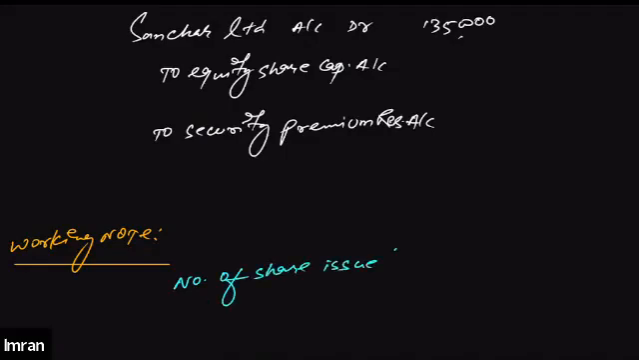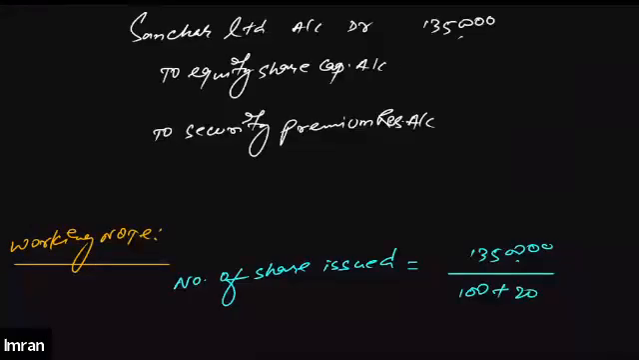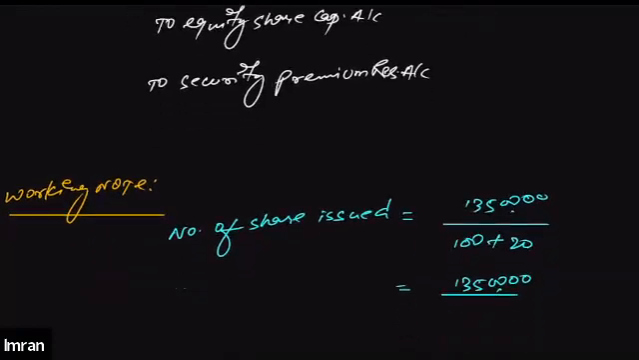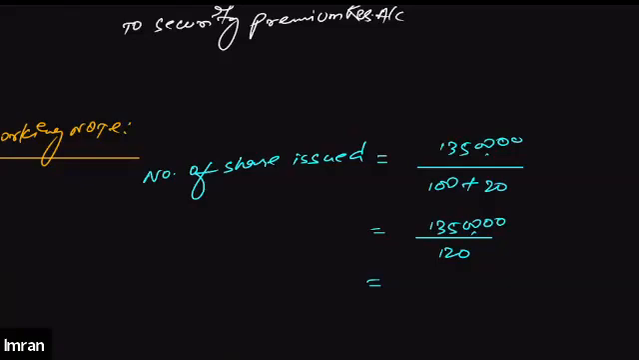Number of shares issued. So the amount which is still pending, the amount that we need to pay by issuing equity shares, is 13,50,000. And for this amount, we will be issuing equity shares having a face value of 100 each at a premium of 20%. So 20% of 100 will be 20 rupees. So 13 lakh 50,000 divided by 120 is 11,250 shares.